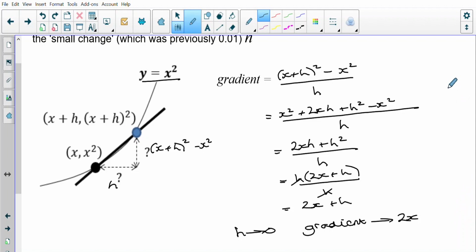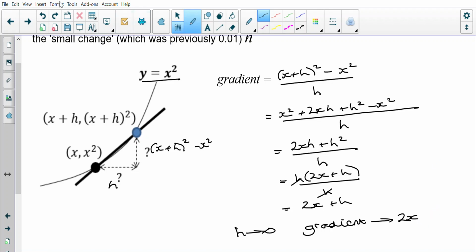So this is just showing you, and it's called finding the gradient function from first principles. From first principles, how do we get that the gradient function of the x squared curve is 2x? So that's how we do it.